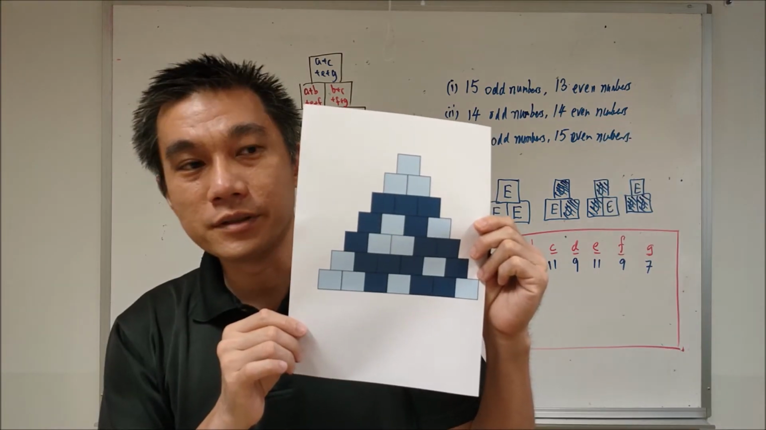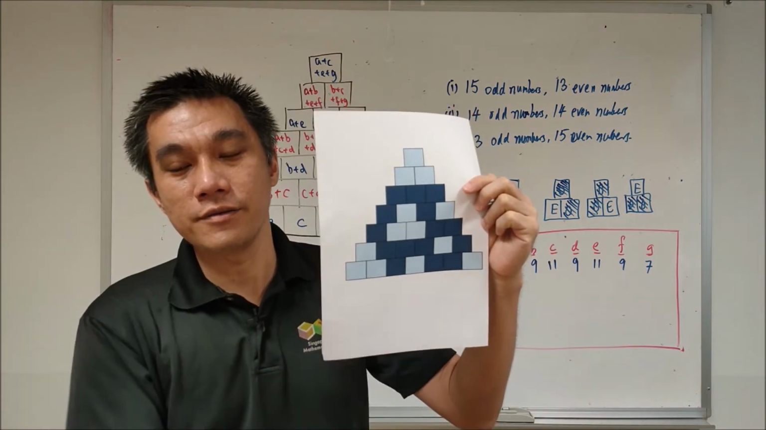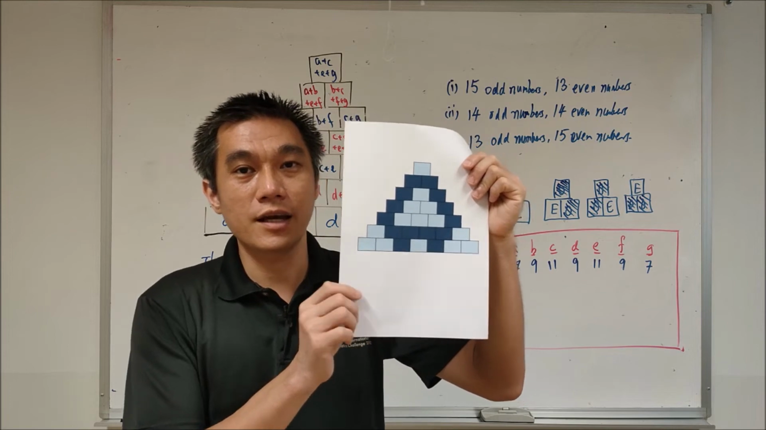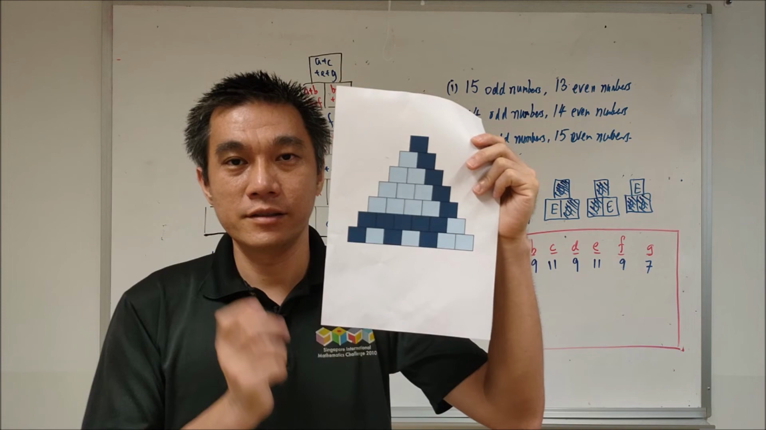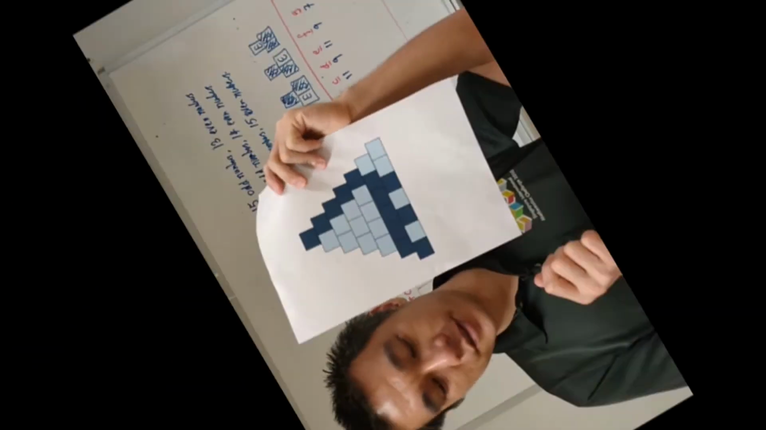So this is an example for type 1: 15 odds and 13 evens. This is an example for the second type: 14 odds and 14 evens. And lastly, this is for the third type: 13 odds and 15 evens.